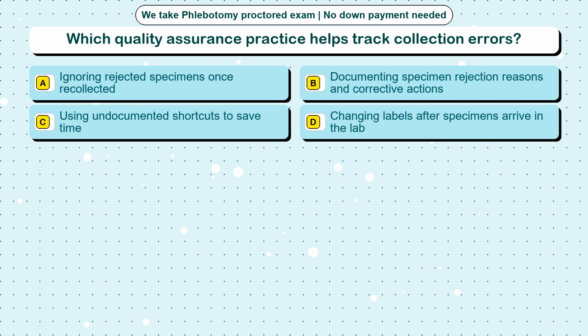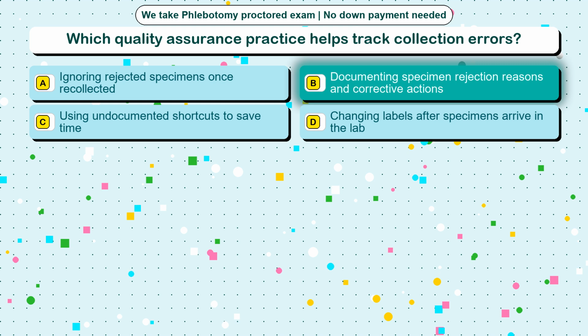Question 32. Which quality assurance practice helps track collection errors? Option A. Ignoring rejected specimens once recollected. Option B. Documenting specimen rejection reasons and corrective actions. Option C. Using undocumented shortcuts to save time. Option D. Changing labels after specimens arrive in the lab. The correct answer is option B. Documenting specimen rejection reasons and corrective actions.